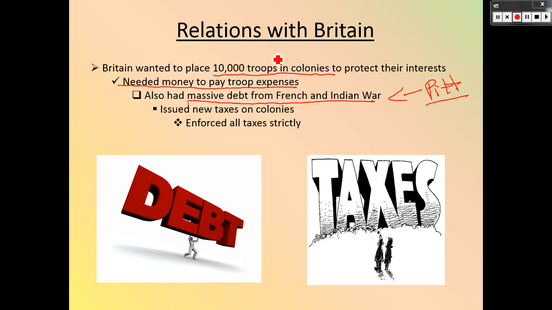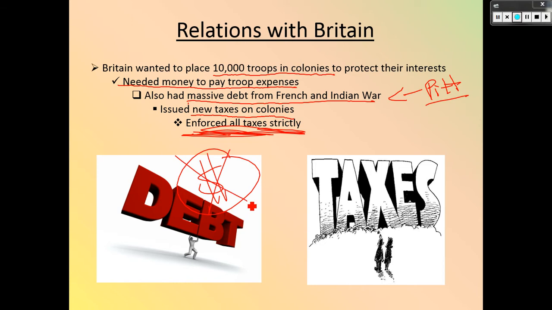So in order to protect their assets, and to help pay off the war debt that they had racked up in the French and Indian War, the British issue new taxes on the colonies, and they're going to enforce all of them very strictly. They don't have any money, so they're going to raise taxes, which will give them money to pay off that debt.